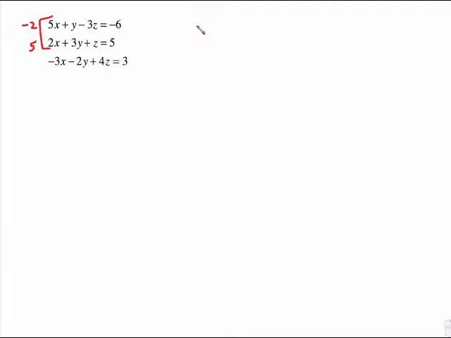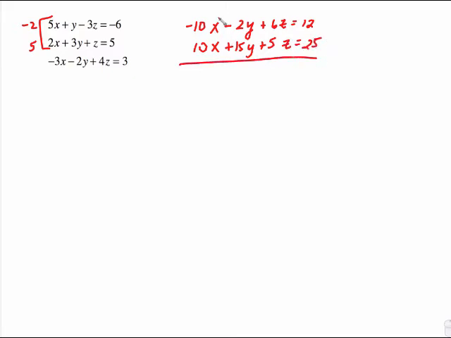So multiply through by -2 gives me -10x minus 2y plus 6z equals +12. Be sure you're multiplying both sides by -2. This is now 10x plus 15y plus 5z equals 25. Add those up. X's are going to cancel because that's how we designed it. This is 13y plus 11z equals 37. So that is one of my equations that has two variables. Now I got to go get another one.